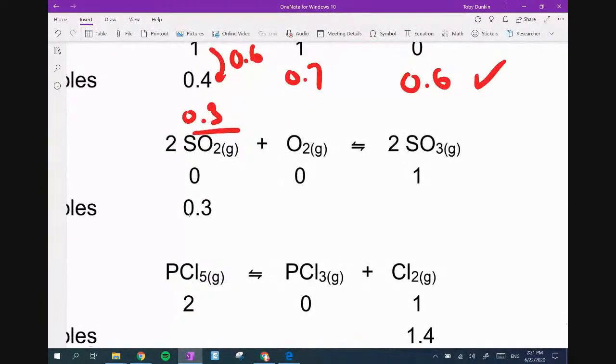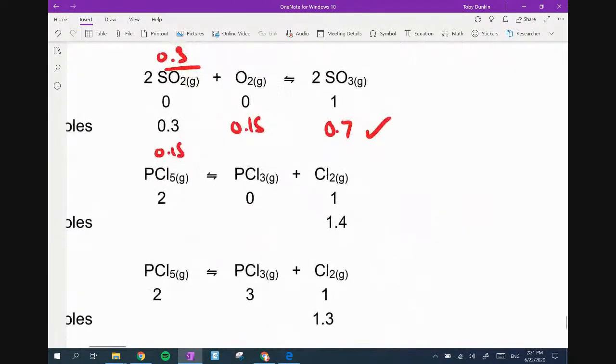Next thing, this one's gone up. Oh, interesting. Equilibrium's gone in that direction. How fascinating. So that one's gone up by 2x. So x is 1.5. This one's going to go up by 0.15. And this one's going to go down by 0.3, so that drops to 0.7. Tick them if you've got them.